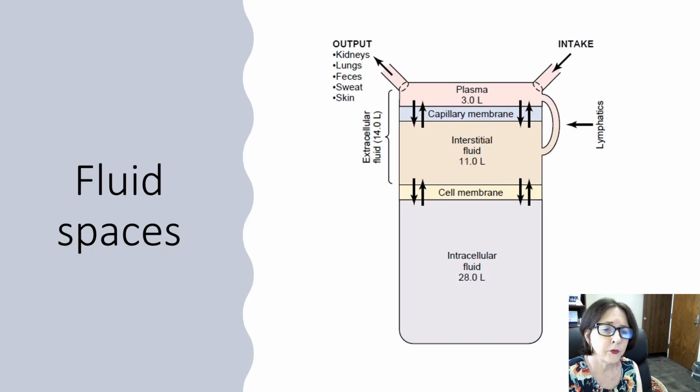Body water can move freely between the intra and extracellular spaces through a semi-permeable membrane by osmosis. This is a review of the physiology here. Osmosis is the movement of water. I always remember it as H2O osmosis, from an area of low solute concentration to an area of high solute concentration. Water wants to dilute solute until there is equilibrium across the membrane.